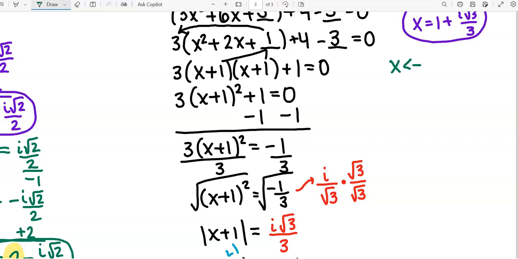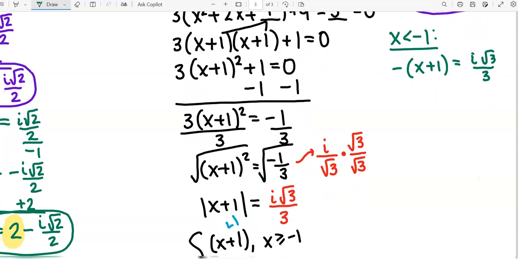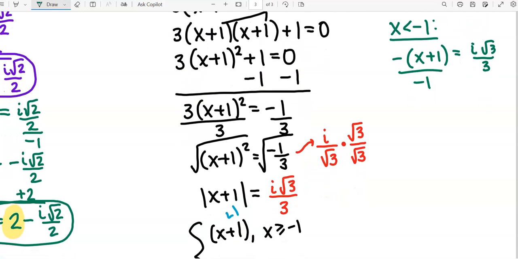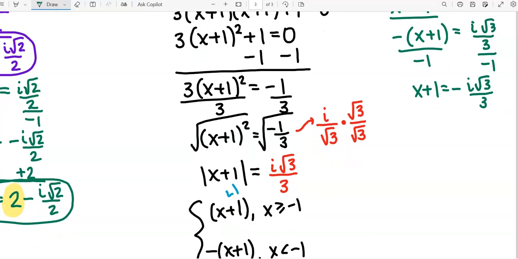It's x is less than -1, right? Negative times x plus 1 is equal to i square root of 3 over 3. I'm going to divide by -1 on both sides. The only thing that does is change my sign. So x plus 1 is equal to negative i square root of 3 over 3. And then same step for this one. We're going to subtract 1 from both sides.